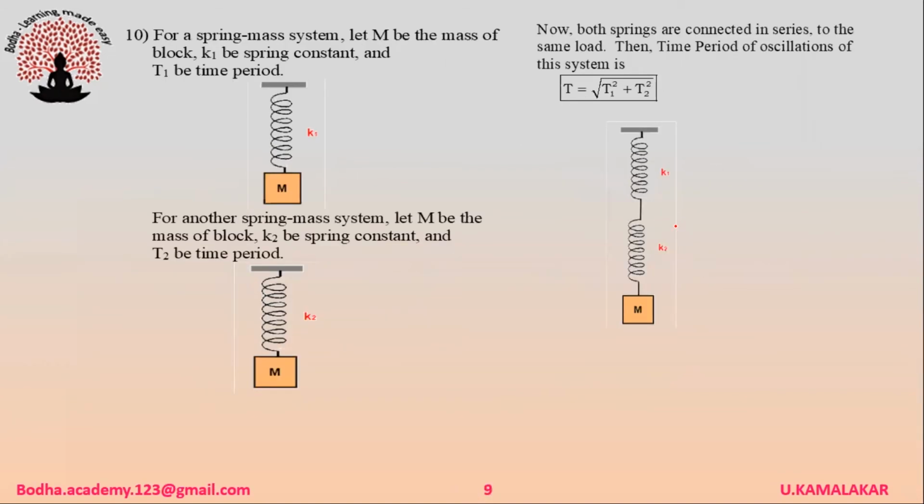For a spring mass system, let M be the mass of the block, K1 the spring constant, and T1 the time period of oscillation. For another spring mass system, let the same mass M be suspended, K2 the spring constant, and T2 its time period. Now, both springs are connected in series to the same load. Then the time period of oscillation of this system is given as T equals square root of T1 square plus T2 square.